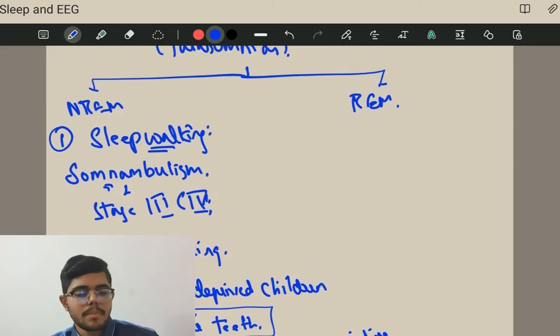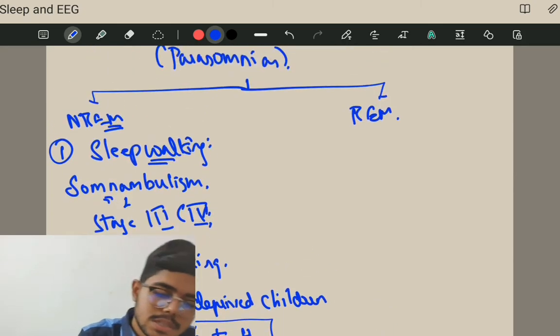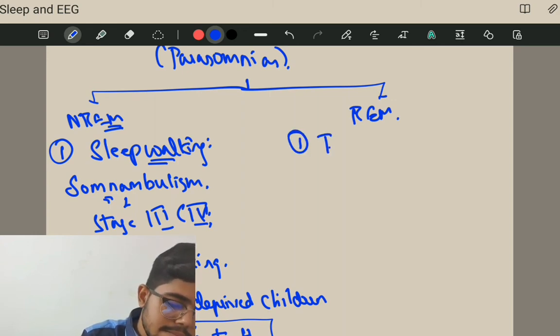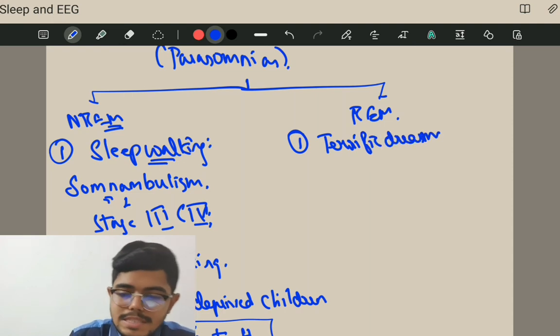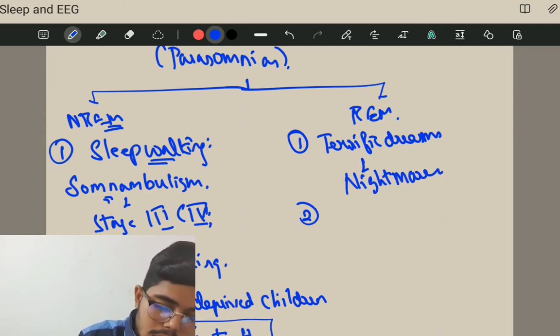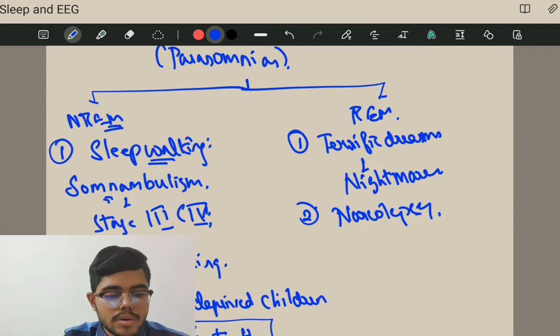Fine. So we saw many things about NREM sleep. Now in REM sleep, there can be terrifying dreams that we call nightmares. Also narcolepsy, which we discussed before. So this is all about sleep and EEG. Sometimes they can ask you a 5 mark question about NREM sleep and also EEG.